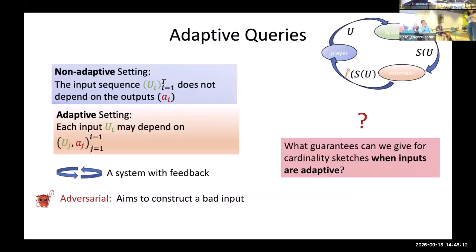Let's also understand what I exactly mean by adaptive and non-adaptive. The non-adaptive setting is when I just submit queries, and when I construct these queries, they don't depend on the previous answers. In the adaptive setting, we might use information from previous answers to construct queries. So now we want to look at the question of what kind of guarantees we can get when inputs are adaptive.